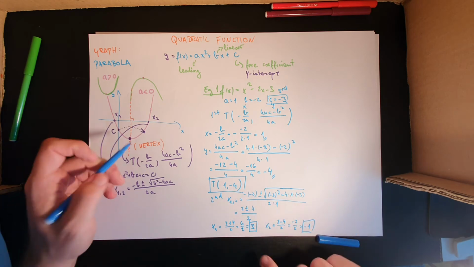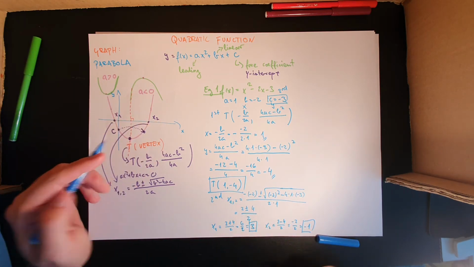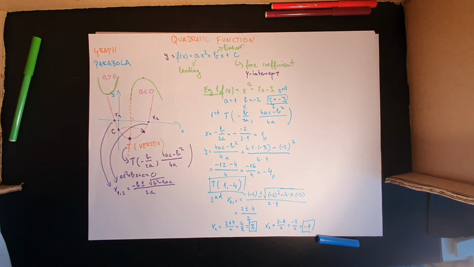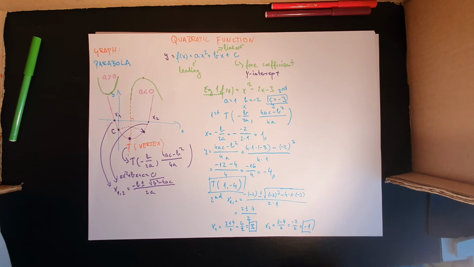Now the last step is determining the point symmetrical to the y-intercept. Let's do it when we are drawing the graph itself.